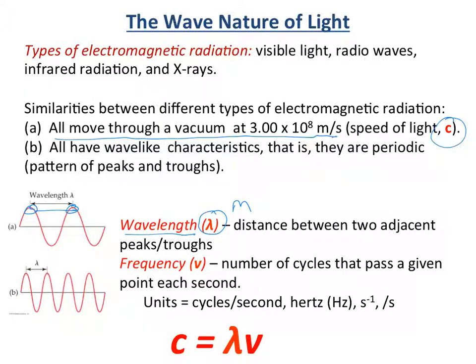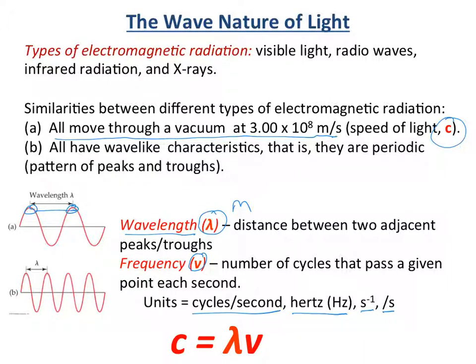Frequency, on the other hand, is the number of cycles that pass a given point each second. And frequency is abbreviated with the Greek letter mu. And in this case, we're looking at how many cycles per second. And so the units for this is either cycles per second, it could be hertz, it could be per second, it could also be per second written this way.